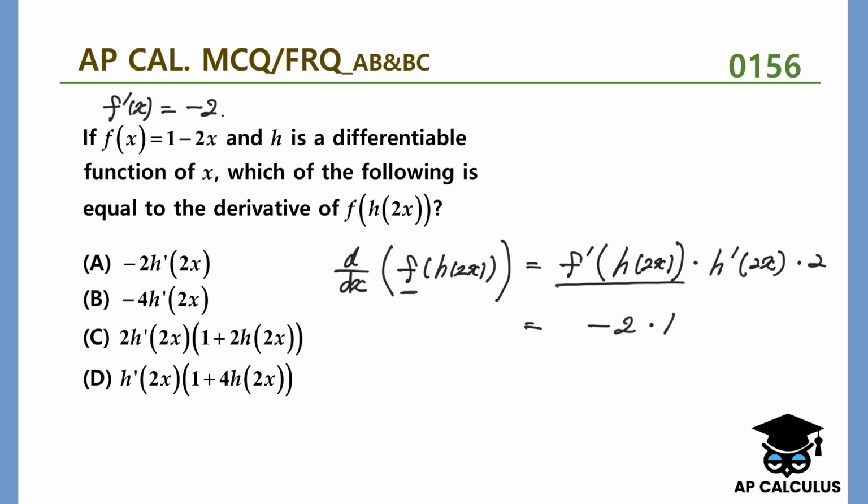And we have h prime of 2x times 2, right? So if we look at the answer choices, this is all h or h prime of x in terms of h or h prime of x, right? So if we simplify this, that's going to be negative 4 times h prime of 2x. So the answer has to be B.